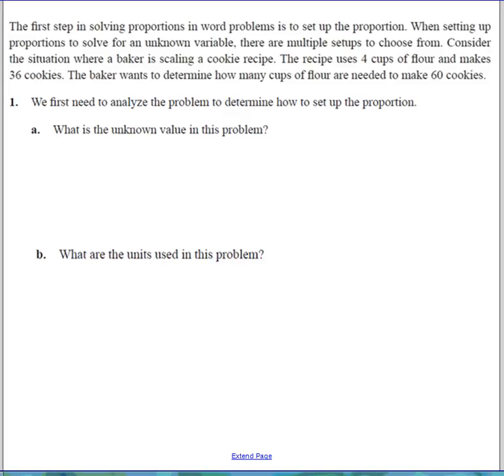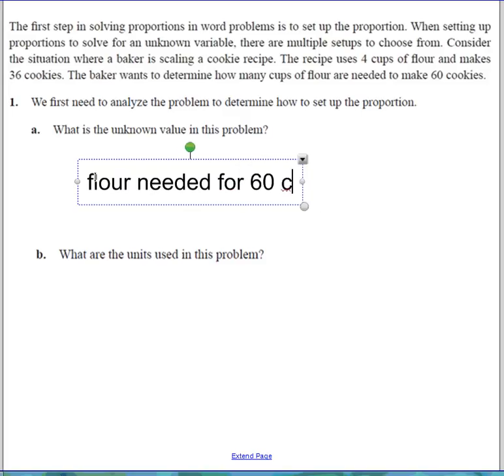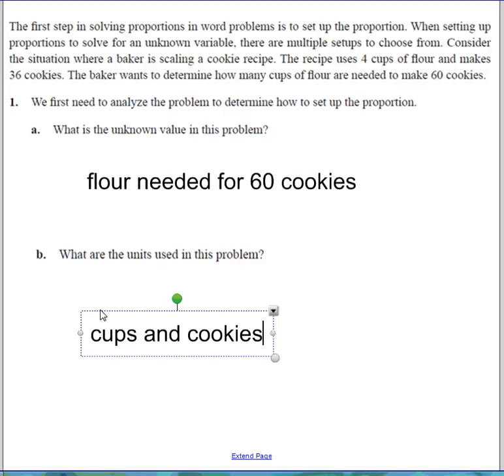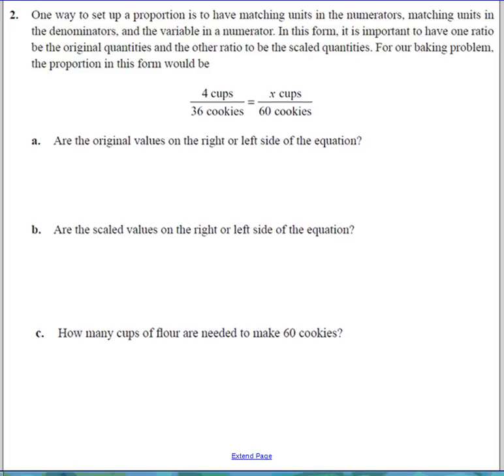First, let's analyze the problem and see how we can use the information given to set up a proportion. The unknown value in this is the flour needed for 60 cookies. The units that we have are cups for our flour and cookies for our cookies. One way to set up the proportion is to have the matching units in the numerators and matching units in the denominators, and the variable in the numerator. Your variable is your unknown number.